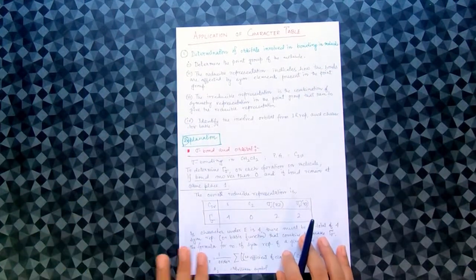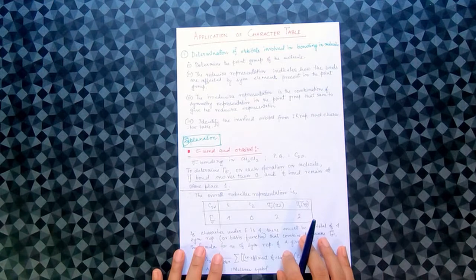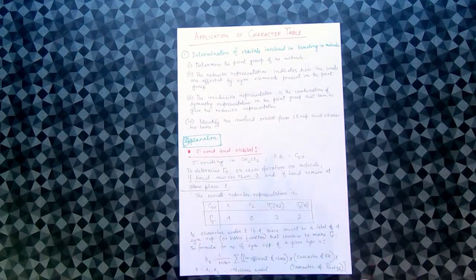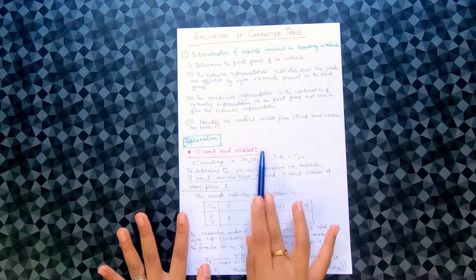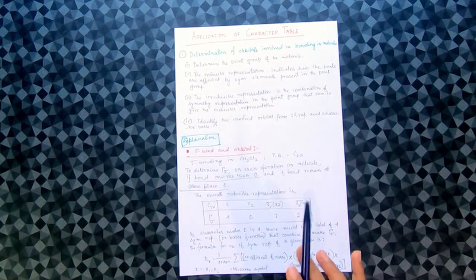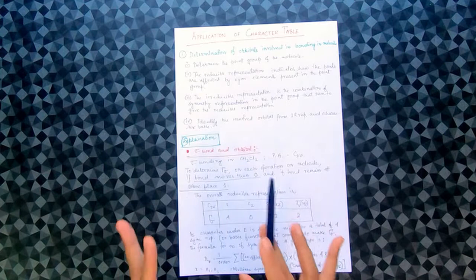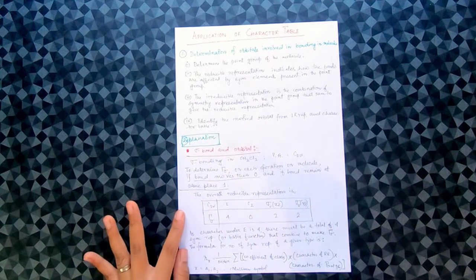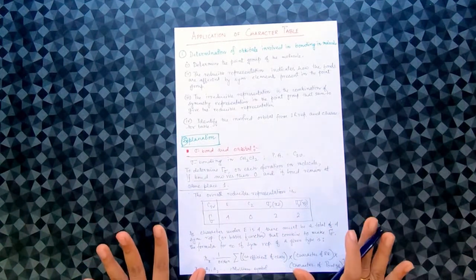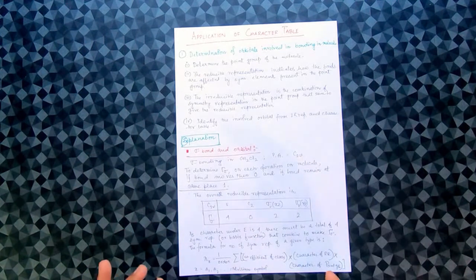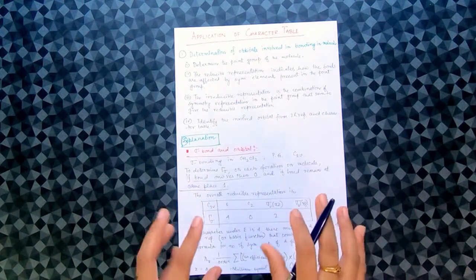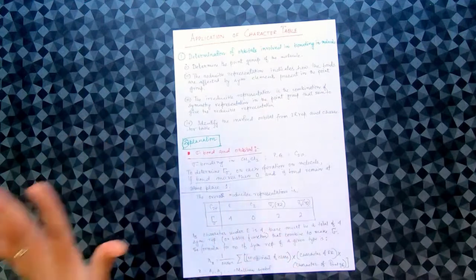Now we are going to discuss what the reducible representation of this particular point group is with respect to this particular molecule CH2Cl2. What is the reducible representation? Then we can detect which orbitals in this molecule are involved in the formation of this sigma bond.